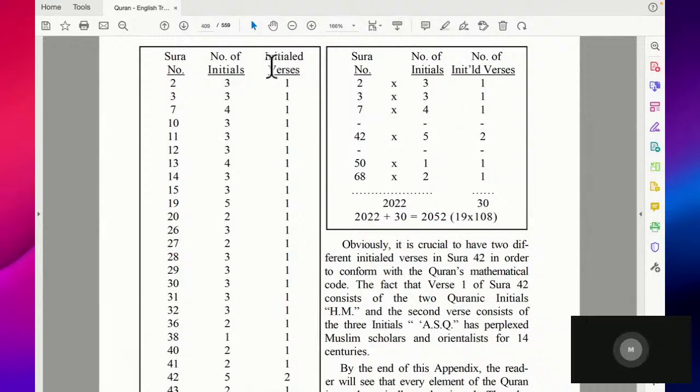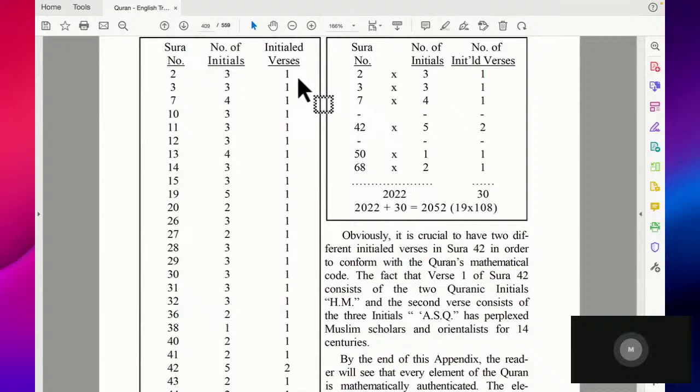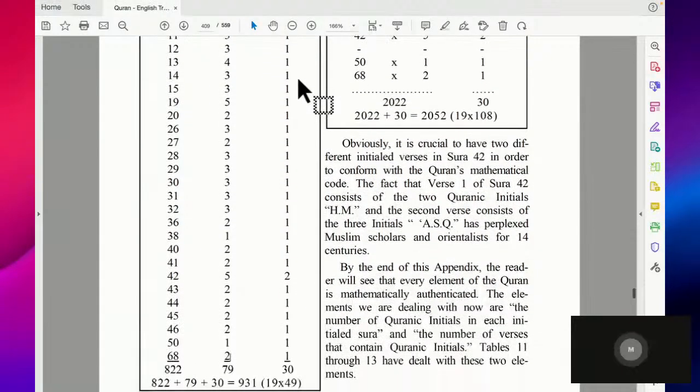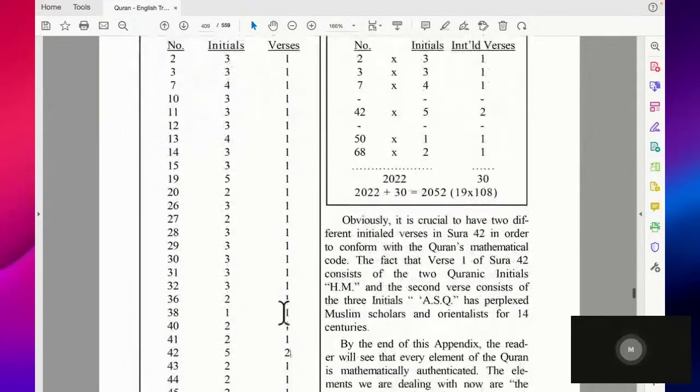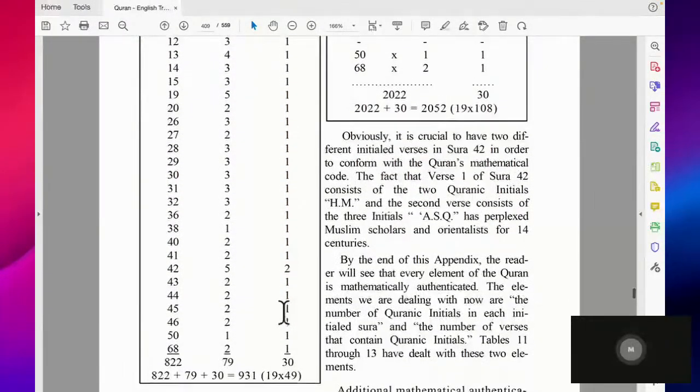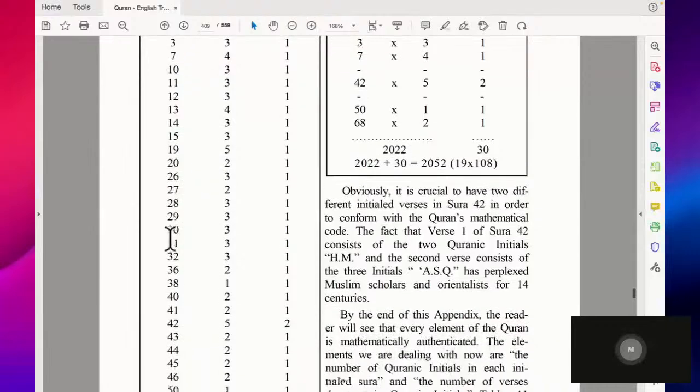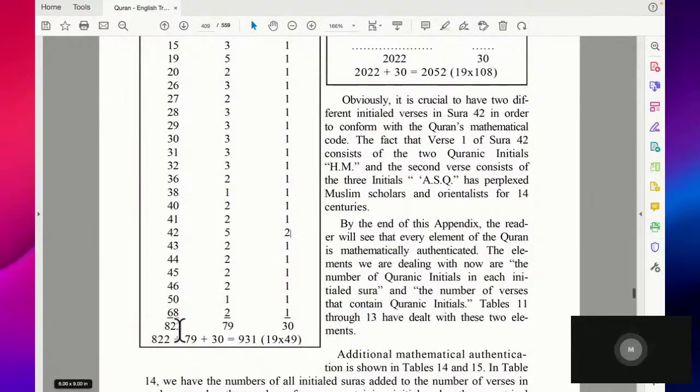And then the third column states initial verses, right? So for all of the surahs, the initial verse is the first verse, except for Surah 42 that we have two initial verses. We have the first verse, which is Hamim, and the second verse, which is Ain Sin Qaf. So we have two verses. So for the rest of the surahs it's one, but for Surah 42 it's two. Now, the summative total of this section is 822.